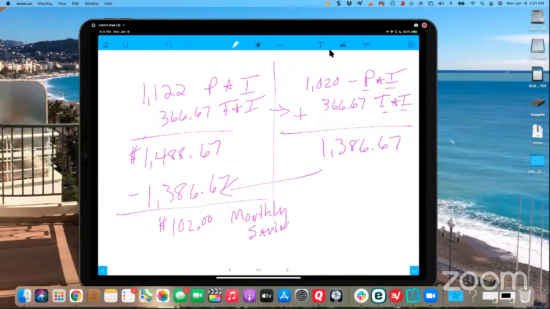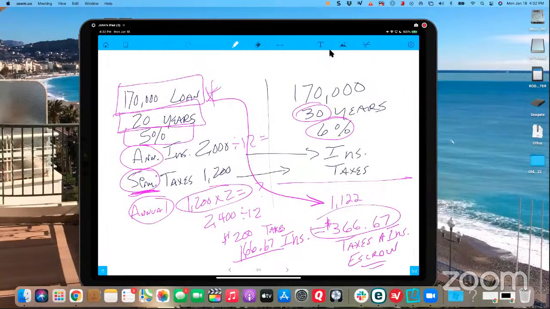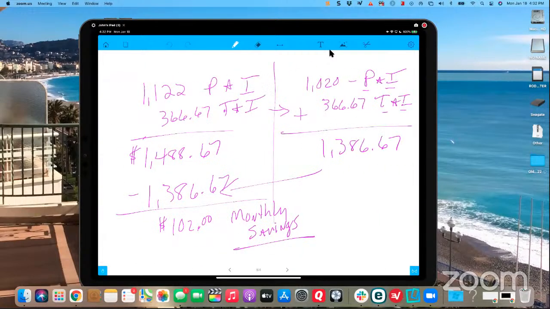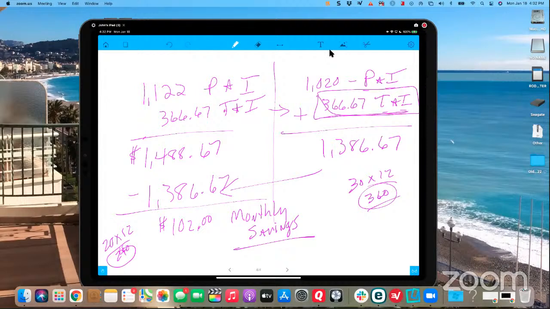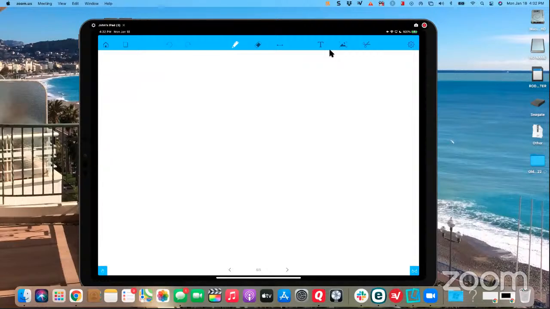And if they ask you what would be the savings over the life of the loan, you would take, in this case, the first scenario, 20 years, and the second scenario, 30 years. Remember, 20 times 12 is 240, and 30 times 12 is 360. So just read the question carefully and understand that I gave you the same taxes and insurance, but you could have different taxes and insurance in either problem.